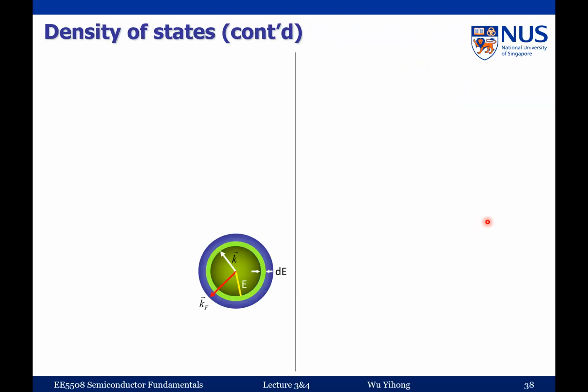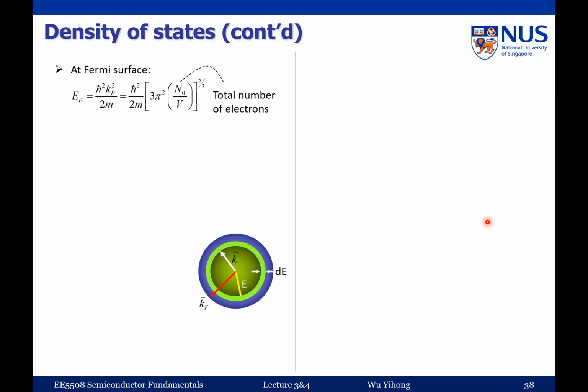Okay, now we can try to derive the density of states for electrons in different dimensions. First, at the Fermi surface, as we just derived, the Fermi energy is given by ħ²kF²/2m, and kF is related to the carrier concentration, the carrier density in real space. The carrier density in real space is the total number of electrons divided by the volume. Okay, so this is the n we just used.